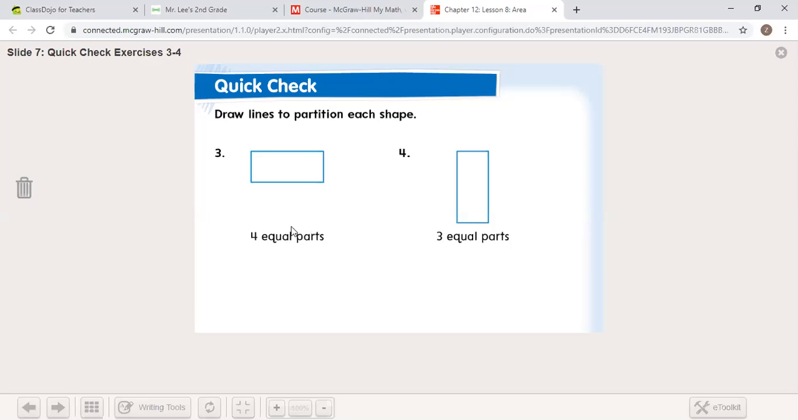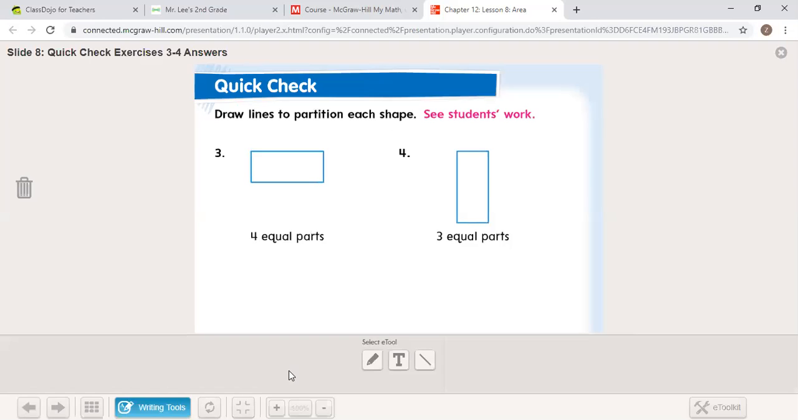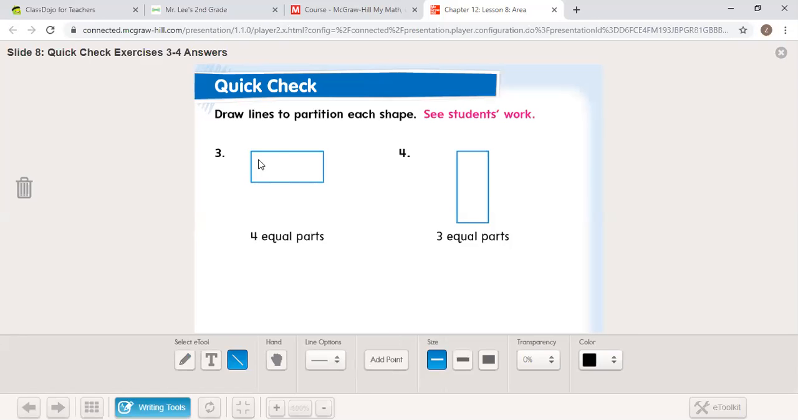All right, how would you partition a rectangle into 4 equal groups and a rectangle into 3 equal groups? So a couple different ways. 4 equal parts. Do it that way. 3 equal parts. I'm going to go ahead and do it this way, easy way. Yes, you can have something different than what I have.